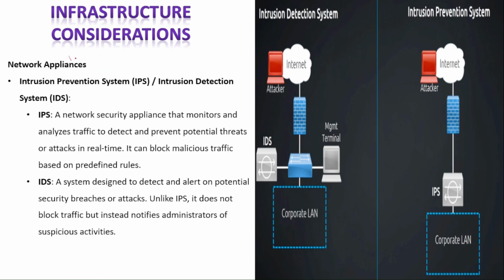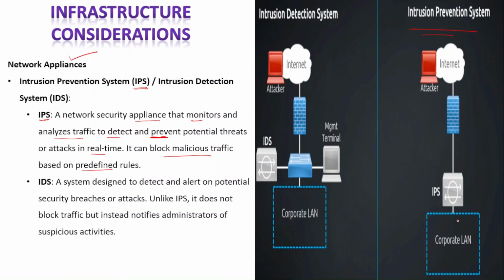Another network appliance, or appliances, are the network intrusion detection system and prevention system. The IPS, intrusion prevention system, is a network security appliance that monitors as well as analyzes traffic to detect and prevent potential threats or attacks in real time. It can block malicious traffic based on predefined rules. So this is the IPS, or intrusion prevention system.